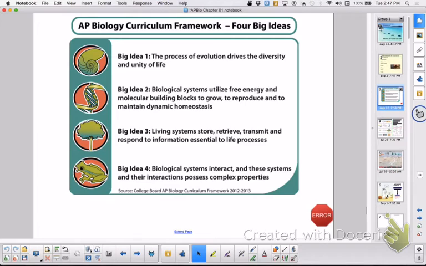Information. So what are we making right here? DNA. And it's about storing, help them out, period 4. Store, transmit, retrieve, respond. Okay, do that with us again. Ready? Information, what is this? DNA, we store, transmit, retrieve, respond.